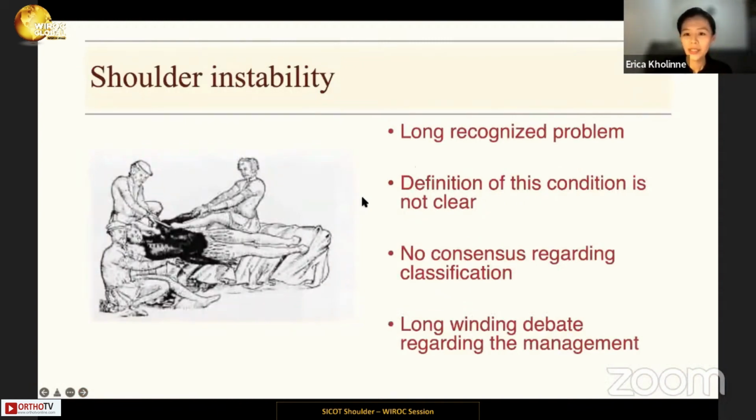Shoulder instability is a long recognized problem, since the description of the method of shoulder reduction by Hippocrates. Despite this long-standing problem, I feel that the definition and consensus of the classification is not clear. As a result, there is a long winding debate regarding the management.